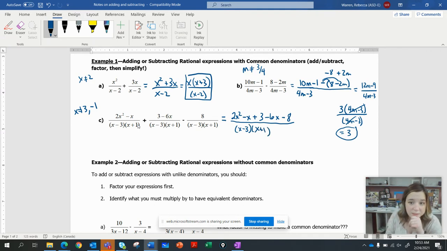Combine like terms. So there is no other x squared for you to combine with. So it's just going to stay 2x squared. Negative x minus 6x is negative 7x. And, oops, sorry. So plus 3 minus 8 is negative 5.